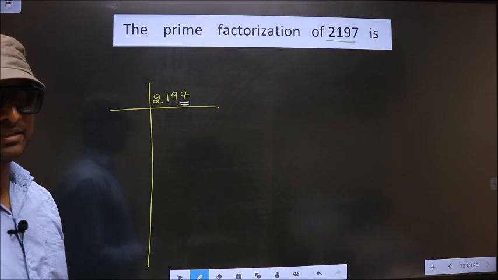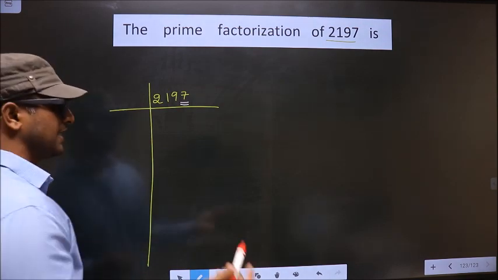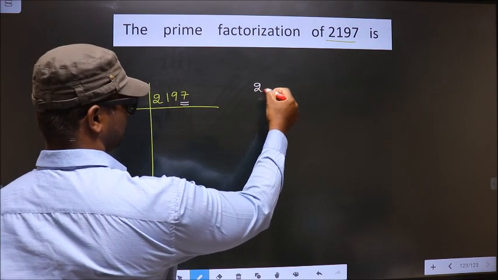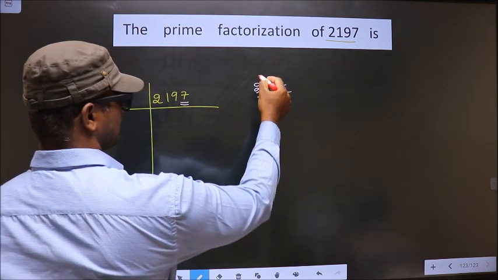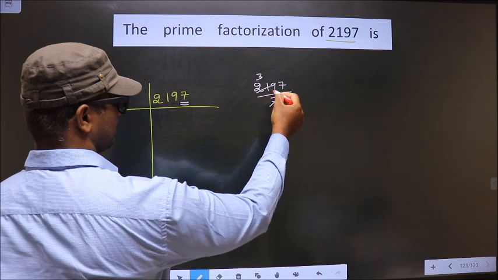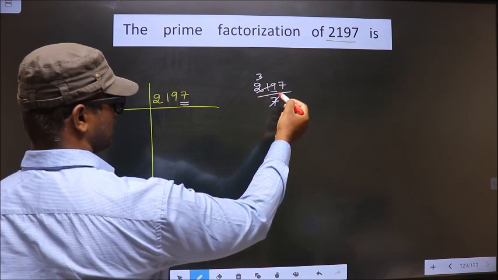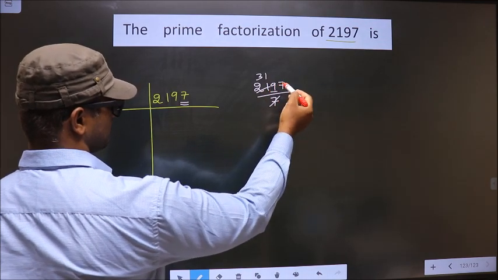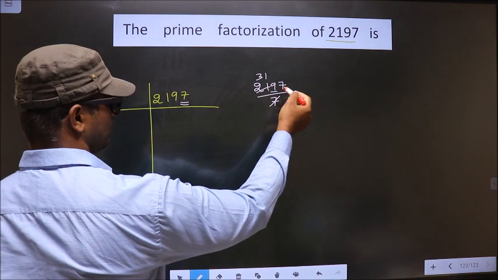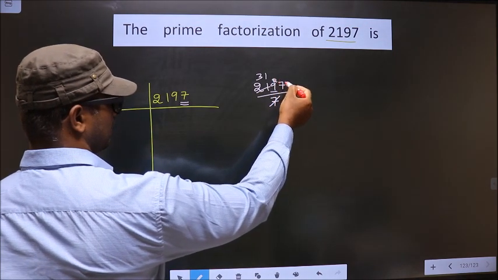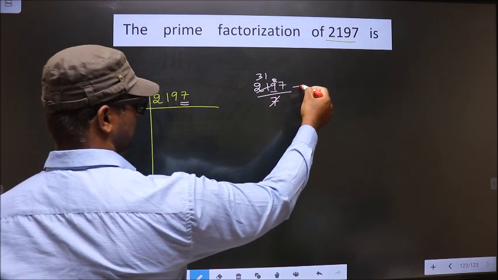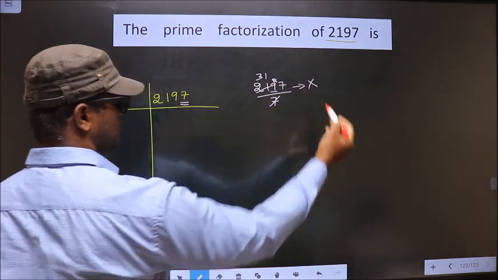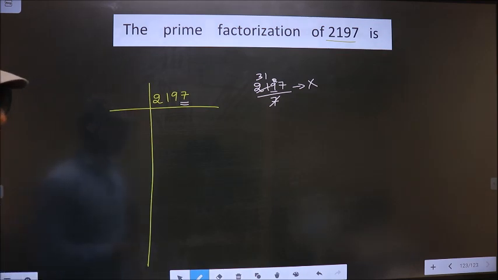Next prime number is 7. So let us check for 7. 7 ones, 7; 7 threes, 21. Next, 9. Close to 9 in the 7 table is 7 ones, 7. 9 minus 7 is 2. 2 carried forward, 27. We do not get 27 in the 7 table, so this number is not divisible by 7.